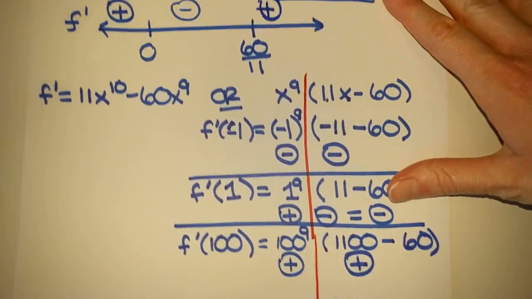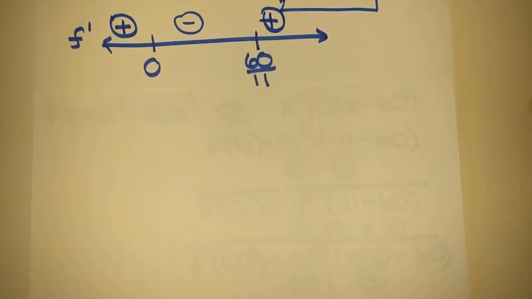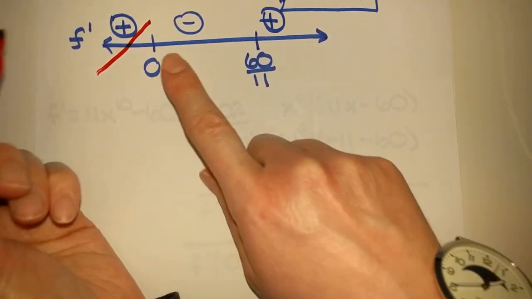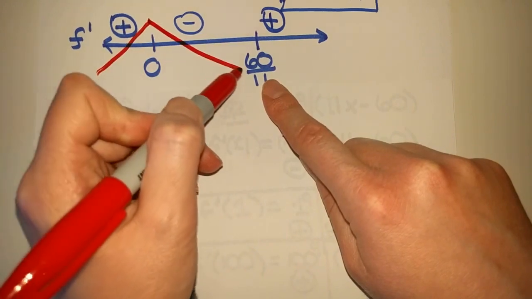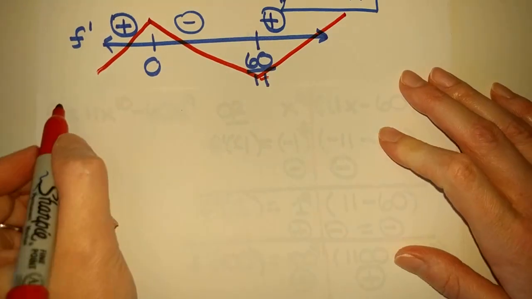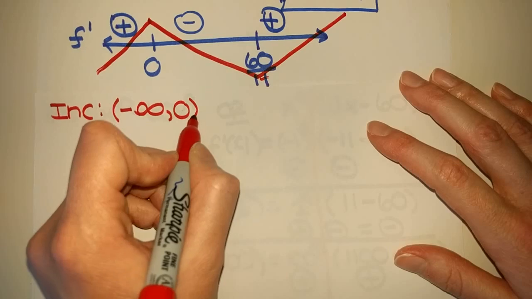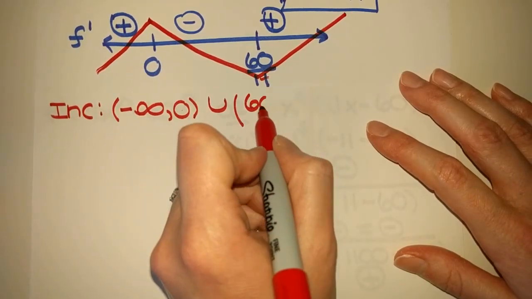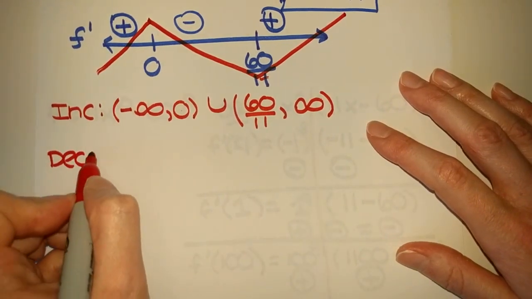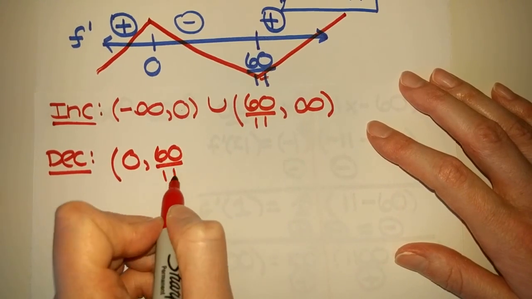All right, so now we have to look at this little chart here and figure out how we're going to write our answer of increasing and decreasing. So the positive would indicate that I'm going up until that critical number. The negative indicates that I'm going down until the next critical number. And then the positive tells us that I go up. So we would say that it's increasing from -infinity to 0, union 60 over 11 to positive infinity. And then we would say that the function is decreasing from 0 to 60 over 11.